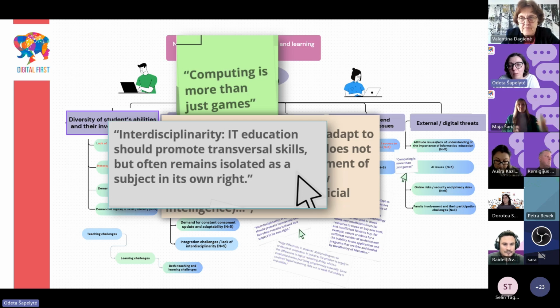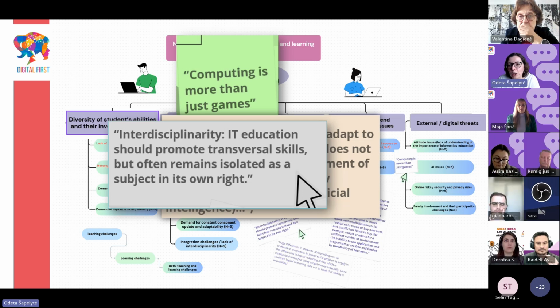We see that there is a problem, or there are some challenging aspects when we're dealing with diverse needs in our learning environment. Also there are some problems with curriculum implementation, with professional development, with technological and infrastructural problems. Also, we still have a lot of issues concerning external digital threats. So a lot of people talked about the need to focus on digital security and to teach our students about those issues. And there are some insights from teachers.